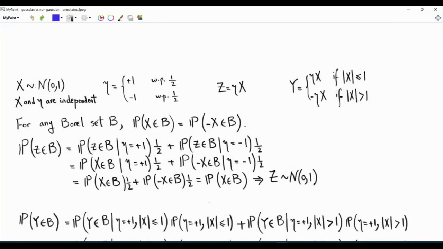Bismillahirrahmanirrahim. Consider this problem. We have a Gaussian random variable x. It's standard Gaussian, zero mean and unit variance. There is a random variable eta, which is independent of x. It's +1 with probability 1/2 and -1 with probability 1/2.